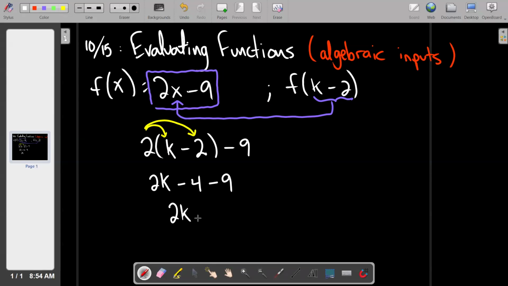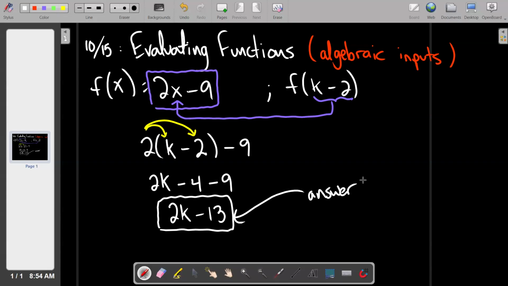So our answer is 2k minus 13. And I'm going to put a box around that to tell you that is the answer. And so I say, if I feed a function a variable, it can work around it and it can do basic math as it processes, but it's usually not just going to give me back just a number because it's got that variable in there that's kind of like getting in the way, so to speak. So that's how you do this.